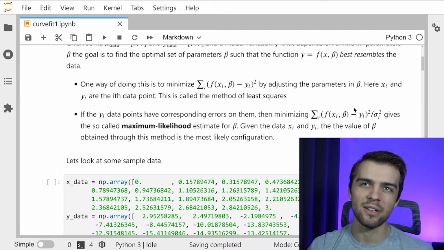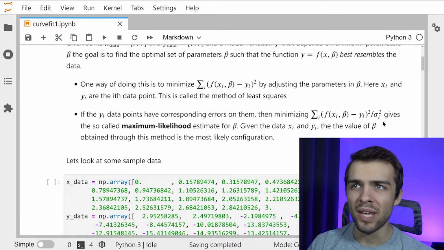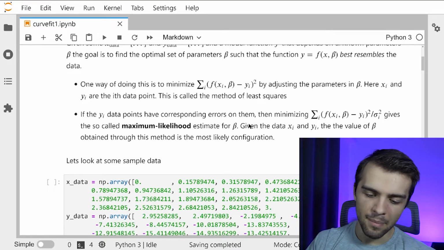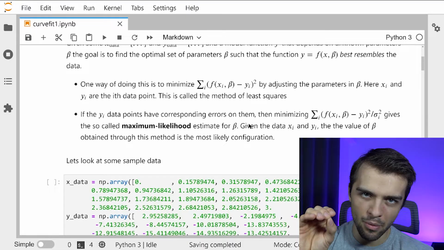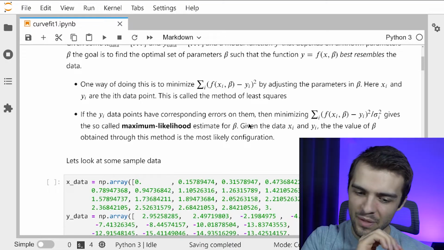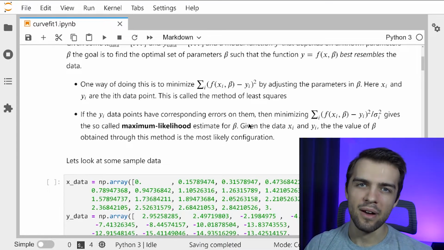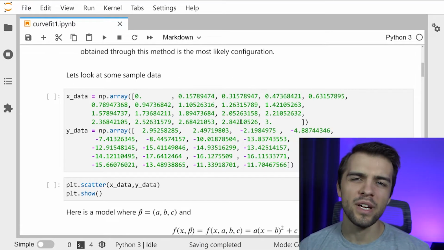We don't discuss that here. But given that you can minimize this function, you get a maximum likelihood estimate for beta. What that means is that given your xi and yi data points, this is the most likely value of beta there can be, given the data that you have. So hopefully the purpose of curve fitting is established.